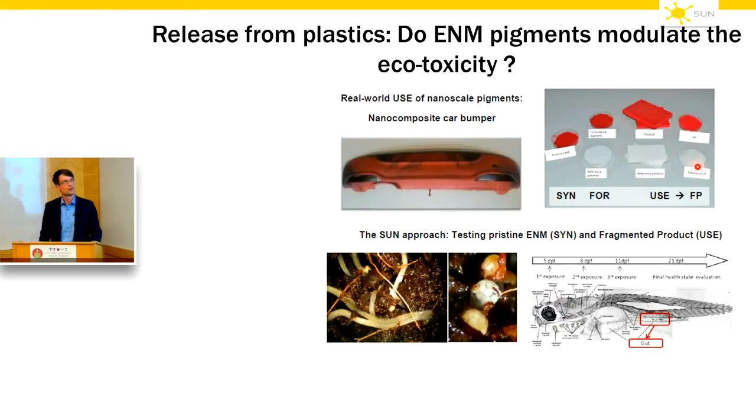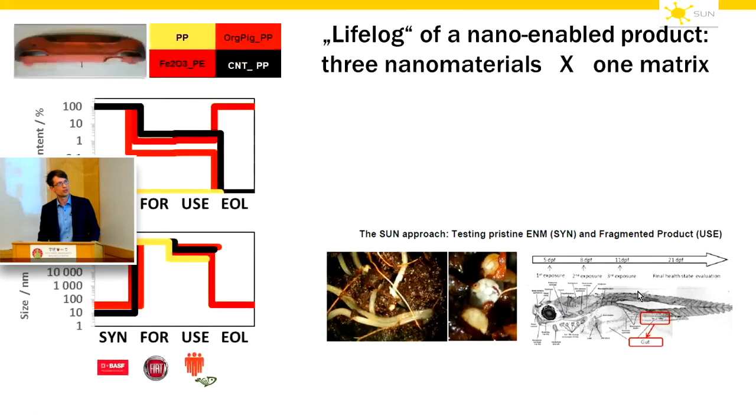These are these kinds of fragments then finally that we apply to different organisms. This is Enchytraeus crypticus, so a worm that lives in the soil, and this is a zebrafish. And to walk you through this diagram, we look at these different stages of the life cycle. Synthesis, pure nanomaterial, then you see the ENM content goes down from 100% to just a couple percent, depending on the application. So this is the same product made with different materials, organic pigment, iron oxide, or CNT.